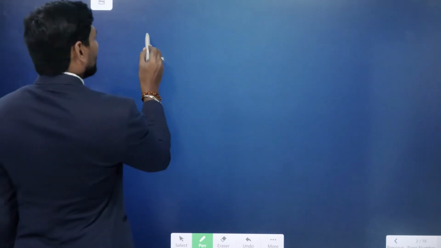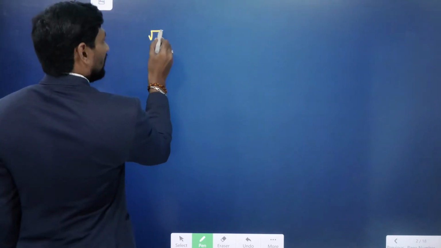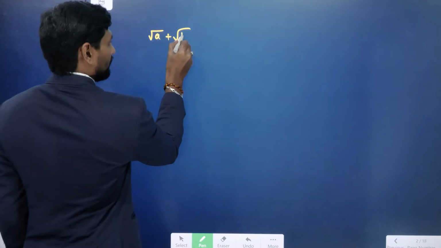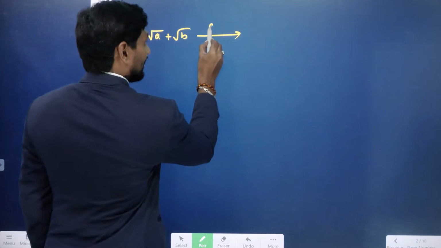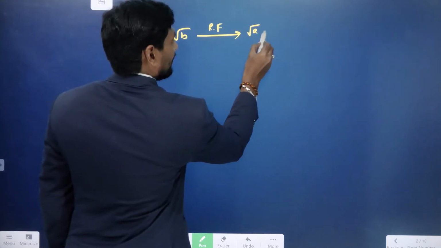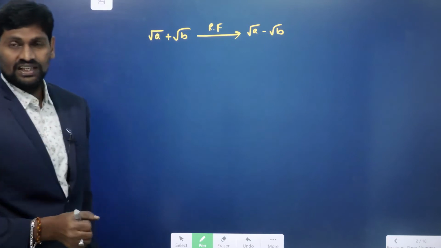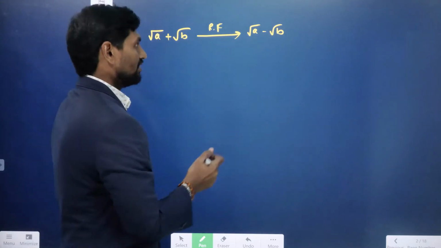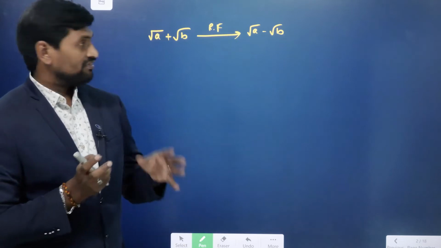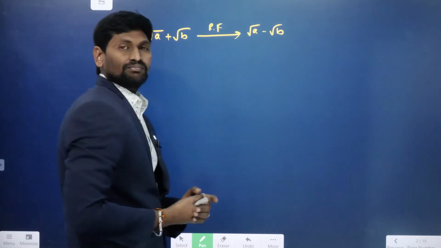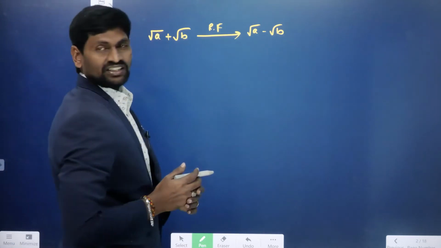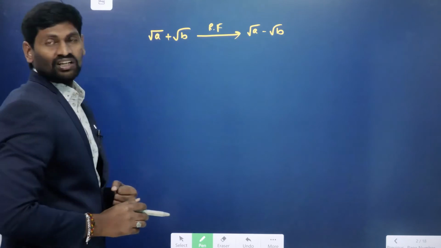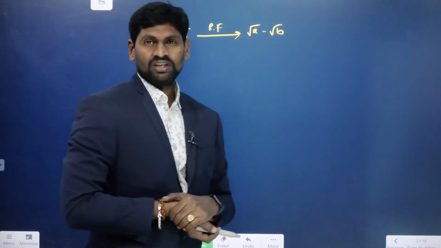If you take a binomial or compound surd, in the form of root a plus root b, its rationalizing factor is root a minus root b. Just there is a change in the symbol. According to the definition, two irrational numbers multiplied should give a rational number. Here a and b are rational numbers, then root a plus root b is irrational. Here also root a minus root b is irrational.